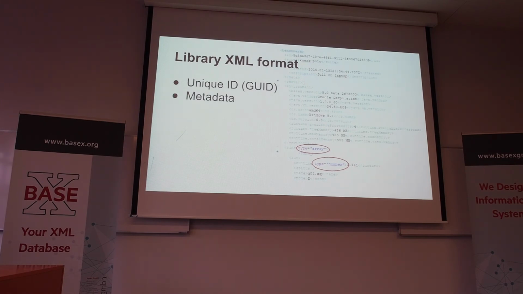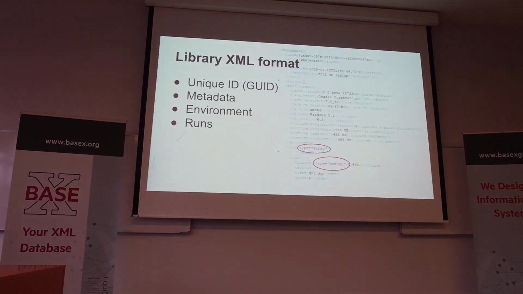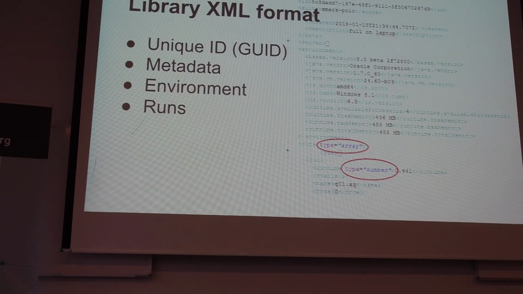It's got a suite, and a bit of metadata about when it was run. The environment: the version of Java, the version of BaseX, information about the memory available. Then we have information about the runs, an arbitrary number of runs, and each run has the name of the query, whether it's a database or file, and the size of the factor. The syntax here, you can see that for this type equals array, and that makes it very JSON friendly.